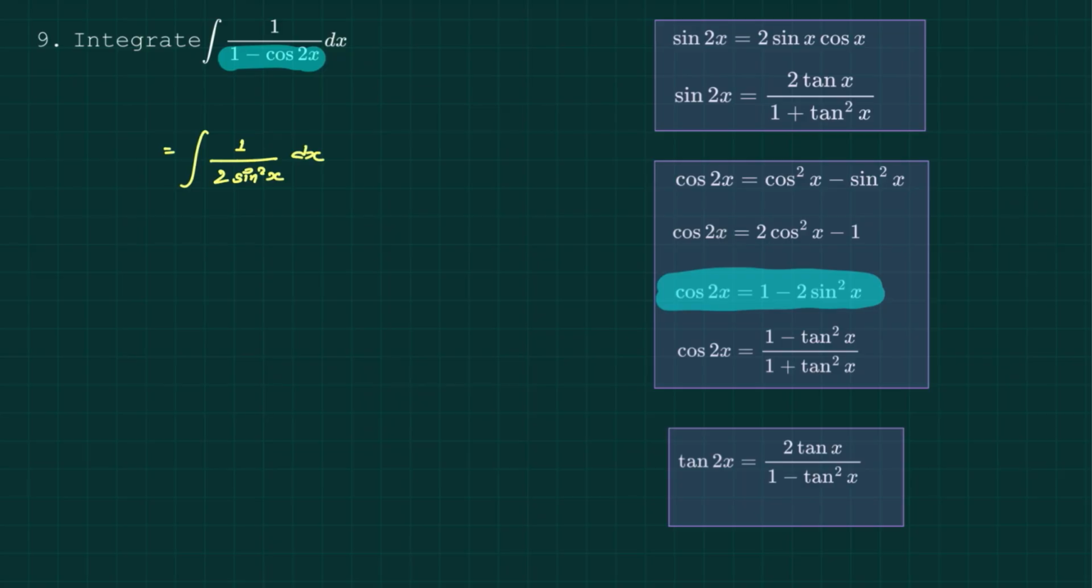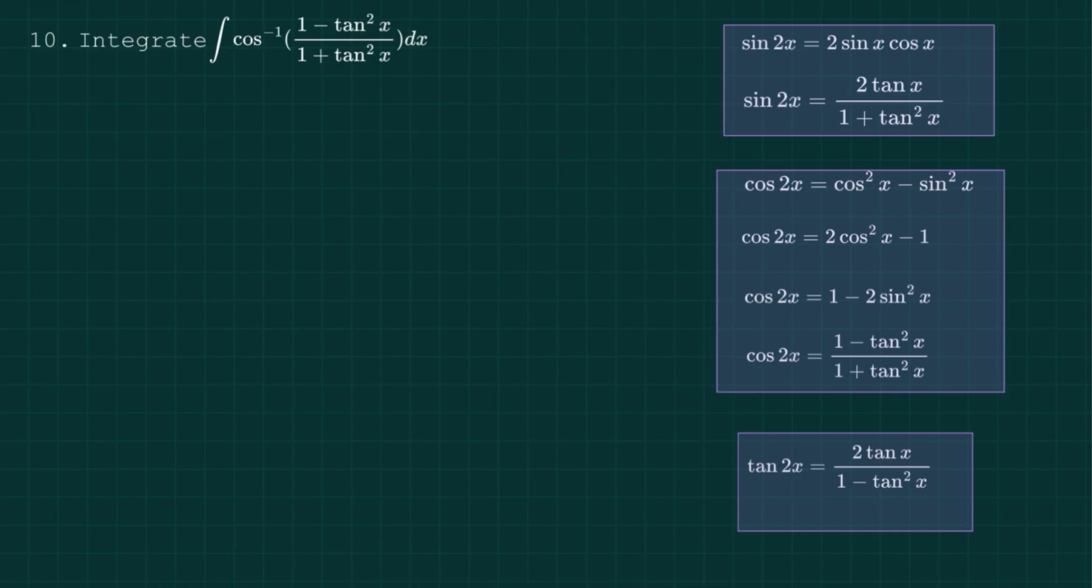Now since 1 by 2 is constant, we will take it out, and 1 by sine square x is cosec square x. And we know that integration of cosec square x is minus cot x plus constant of integration. So it will be minus 1 by 2 cot x plus c.